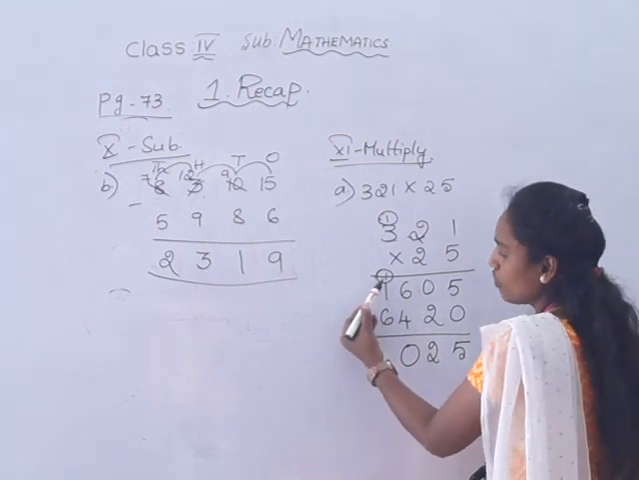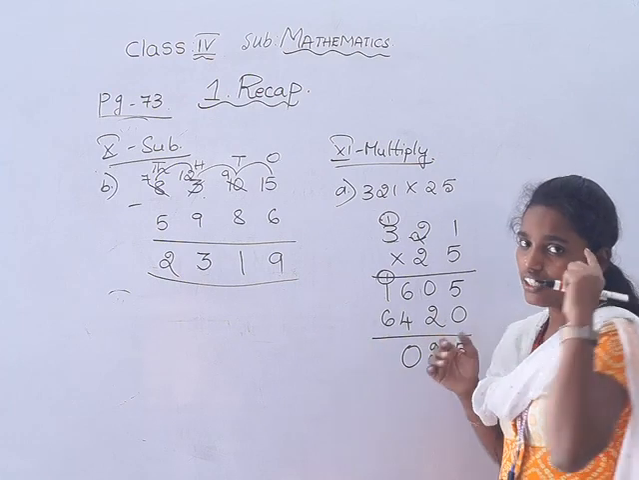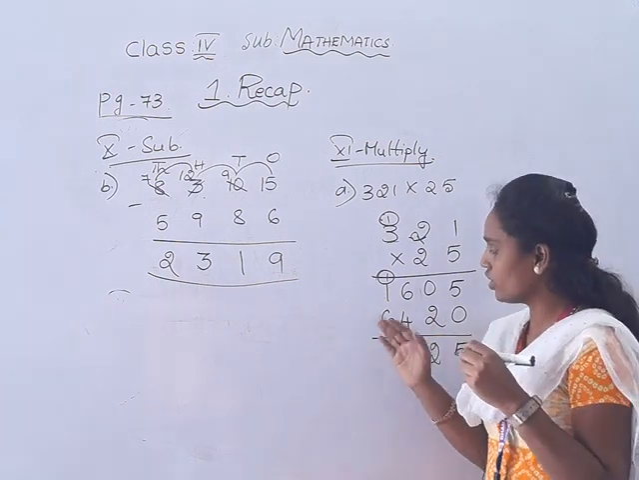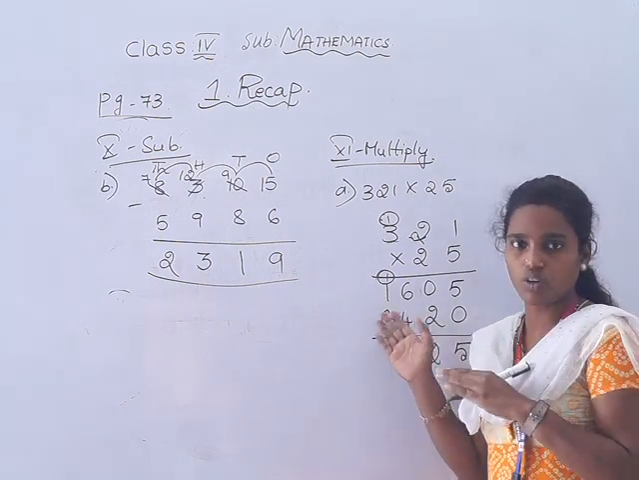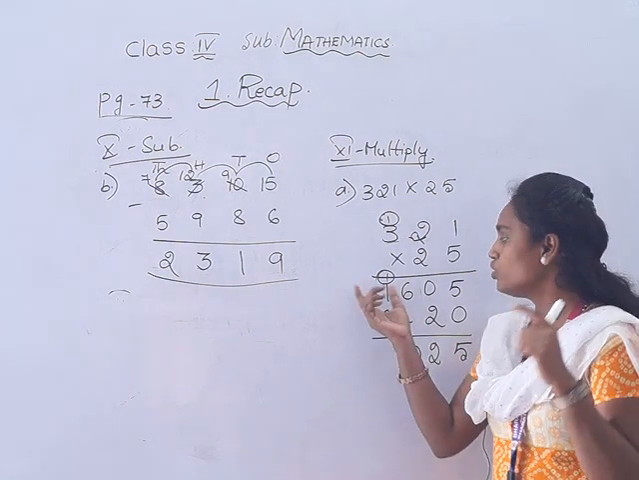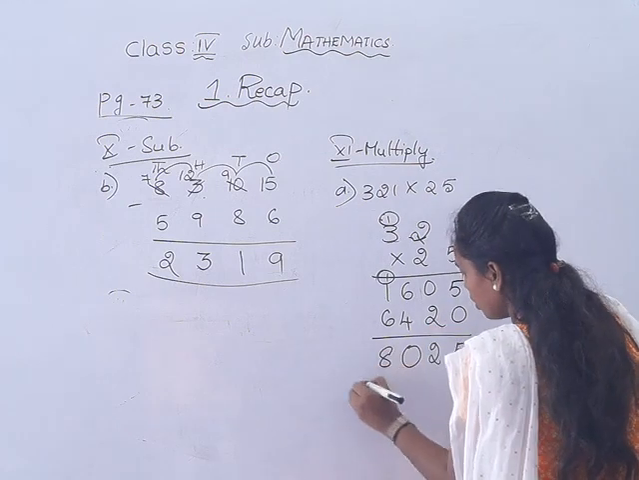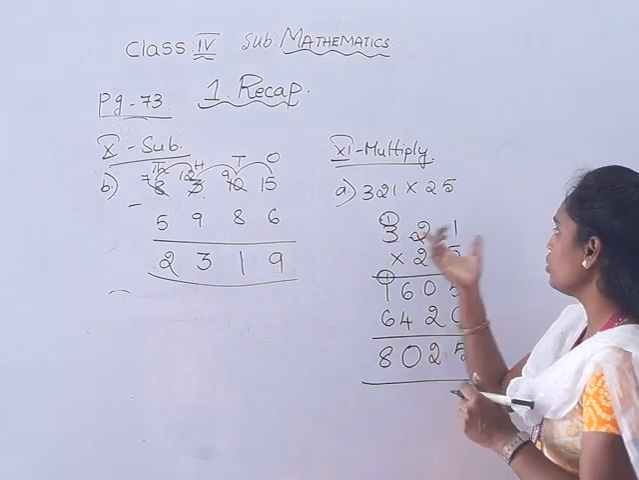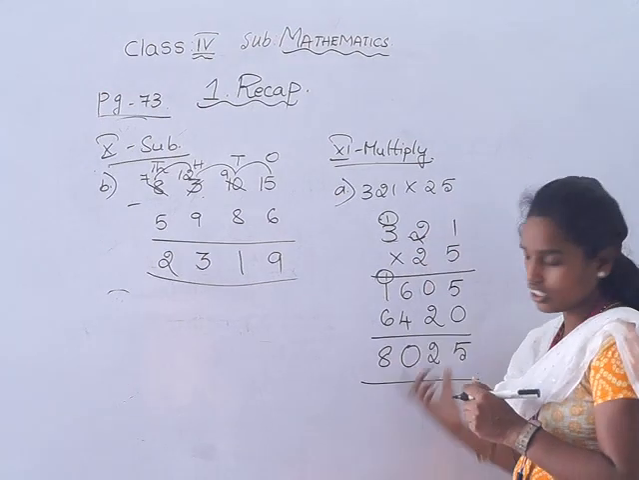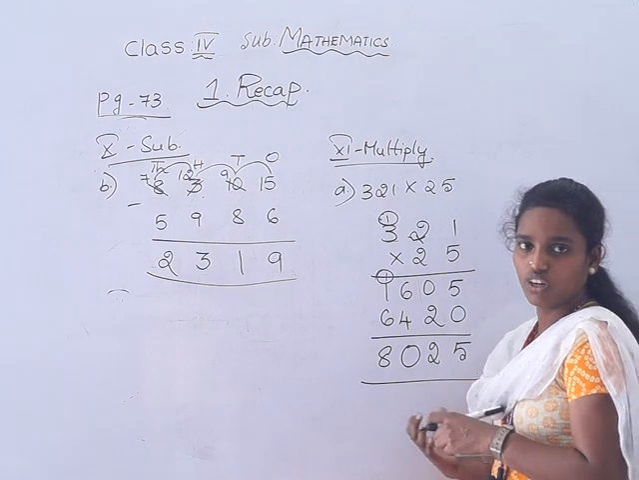So 1 plus 1, how much children? 2. 2 in the mind, 2 after. So we can keep the higher number in the mind and the smaller number in the hand. So here the higher number is 6. 6 in the mind, 2 in the hand. 6 after 7, 8. So by multiplying 321 with 25, we got the answer 8025. Have you got it children?